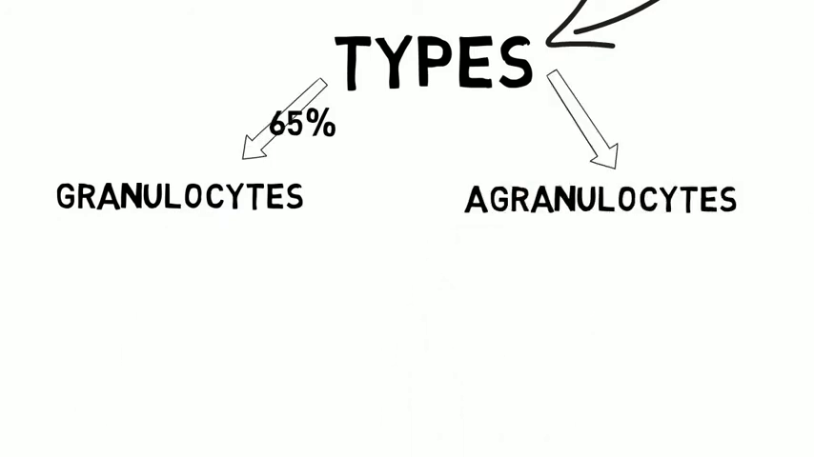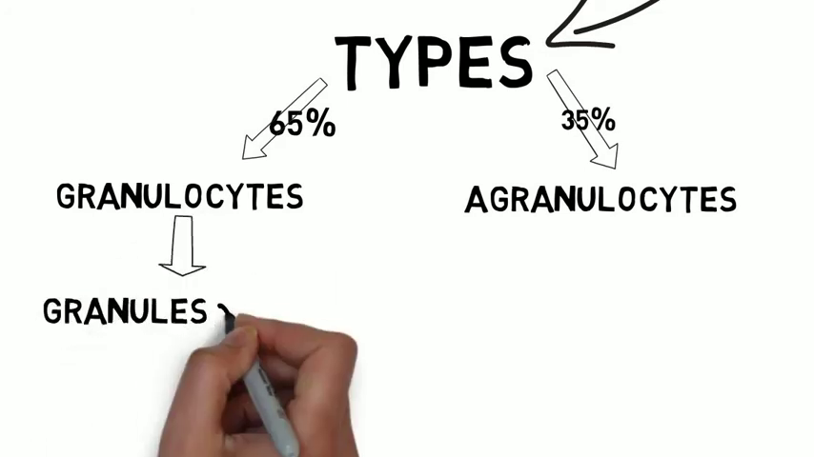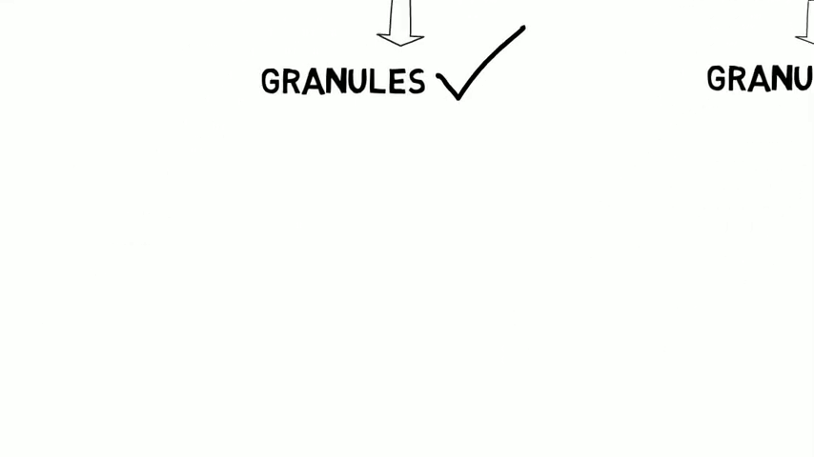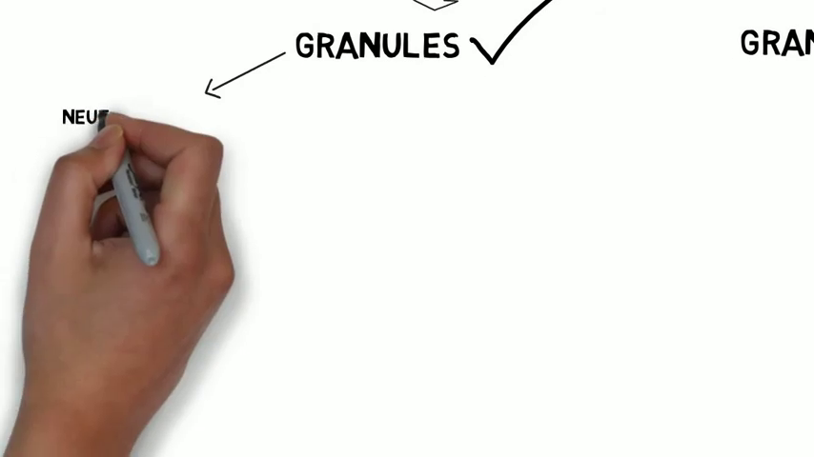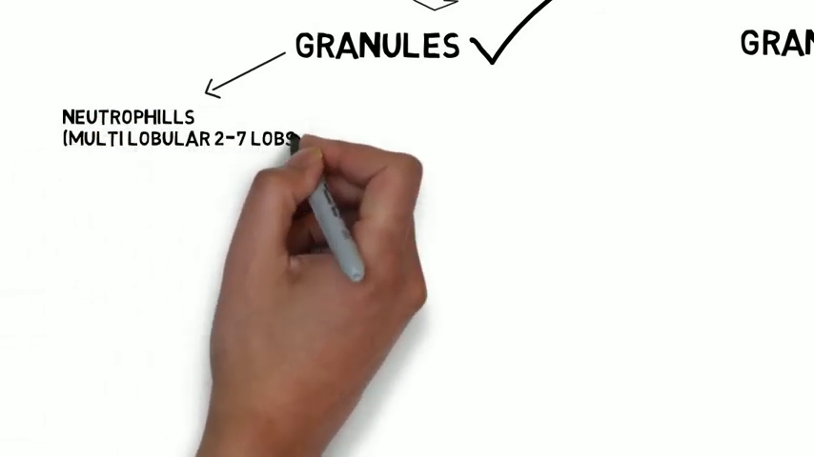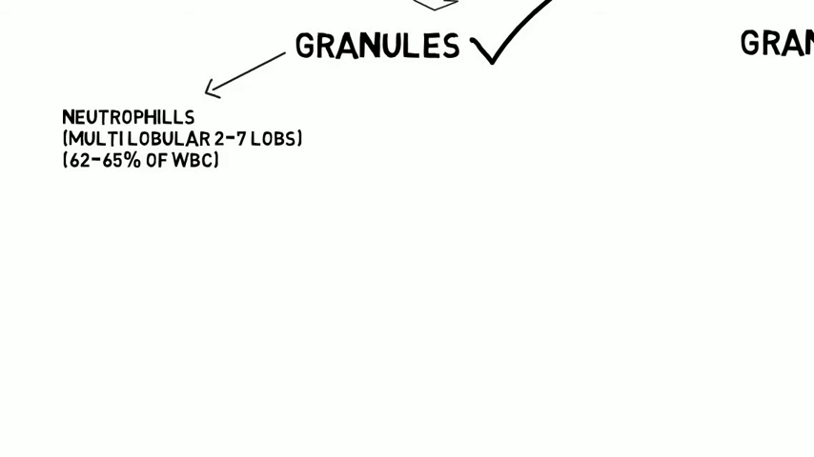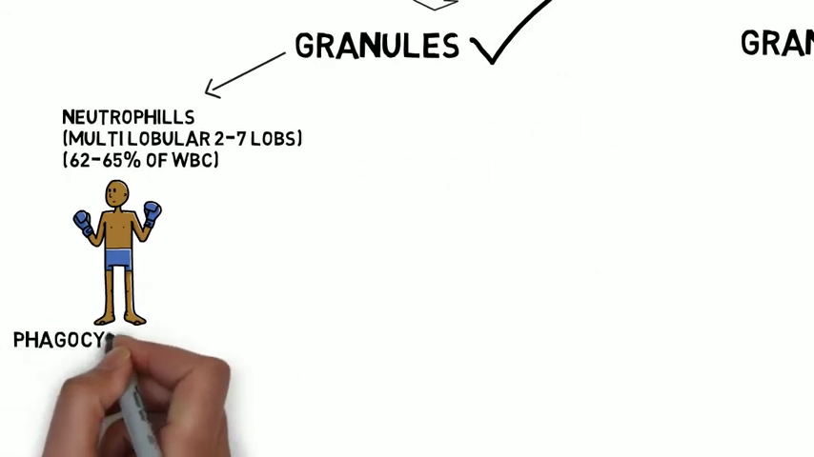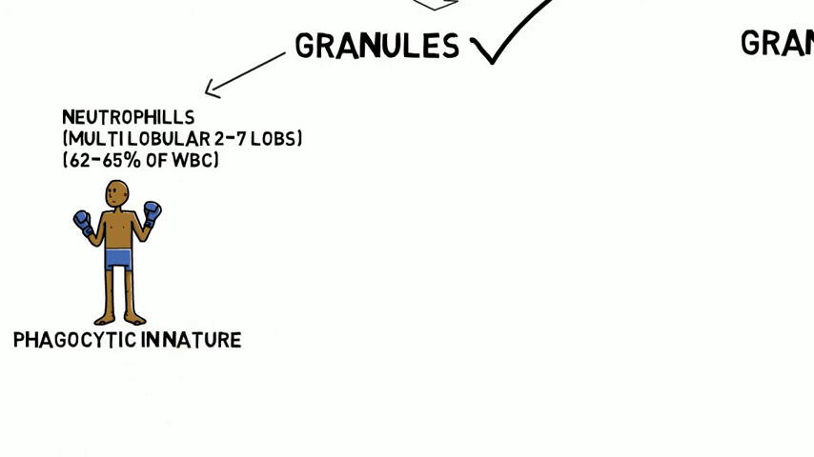Types of WBCs. The first one is granulocytes, which are 65% of the part, and the second one is agranulocytes, which are 35% of the part. Granulocytes contain granules, whereas agranulocytes lack granules. Now granulocytes are divided into neutrophils, which are multilobular and 60 to 65% of WBCs. They are phagocytic in nature and responsible for defense mechanism.